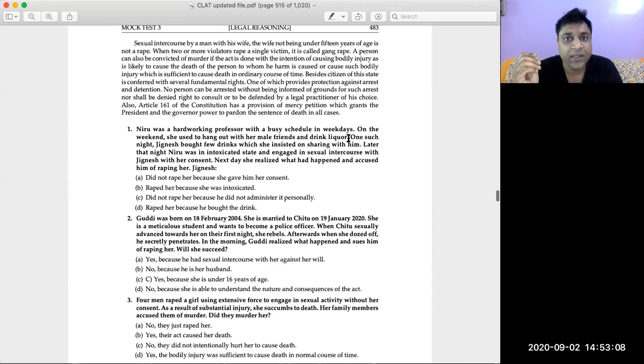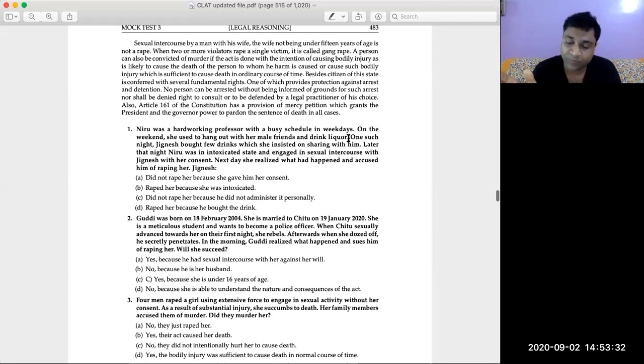Next. Besides, every citizen of this state is conferred with several fundamental rights, one of which provides protection against arrest and detention. No person can be arrested without being informed of the grounds of such arrest, or be denied a lawyer. And finally, there is a mercy petition which can be granted. A pardon can be granted by the president.